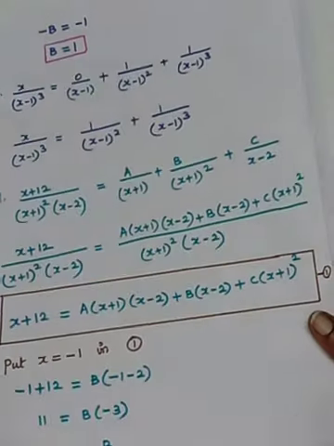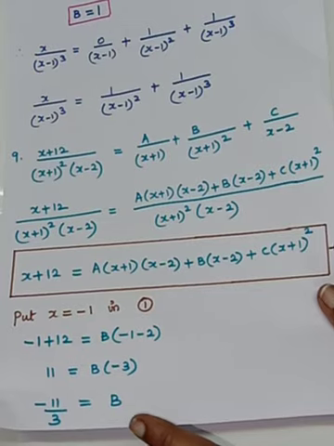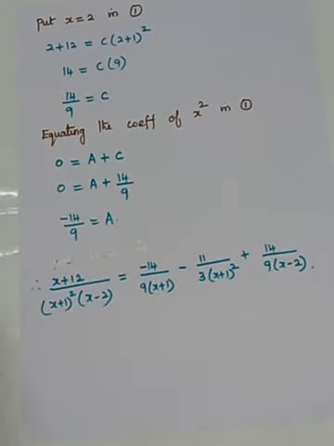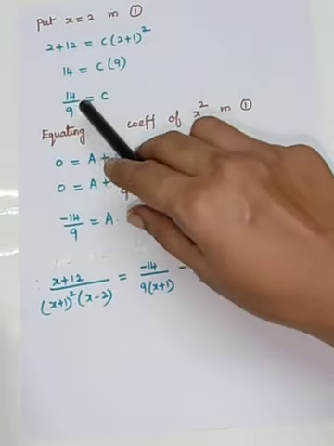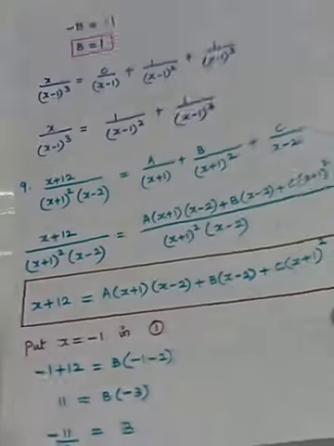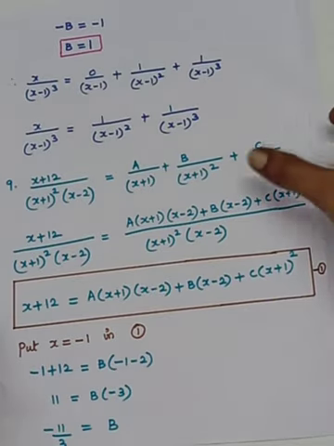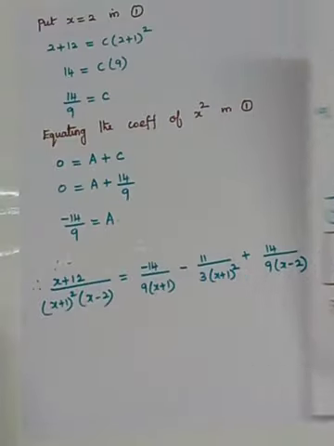Next one, what is your b? b is nothing but minus 11 by 3. So when you substitute minus 11 by 3 into x plus 1 the whole square. What is c? It is 14 by 9. So you have to substitute in the place of c as 14 by 9 into x minus 2. Okay, in this way you have to do the problems in partial fractions.